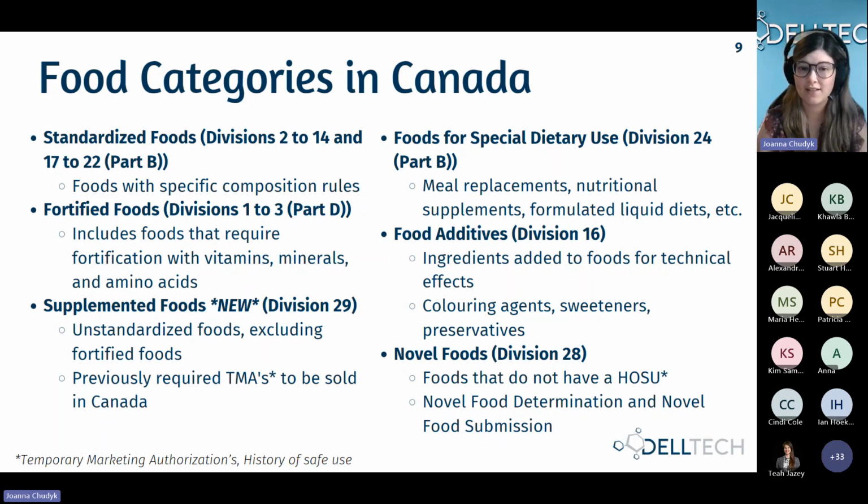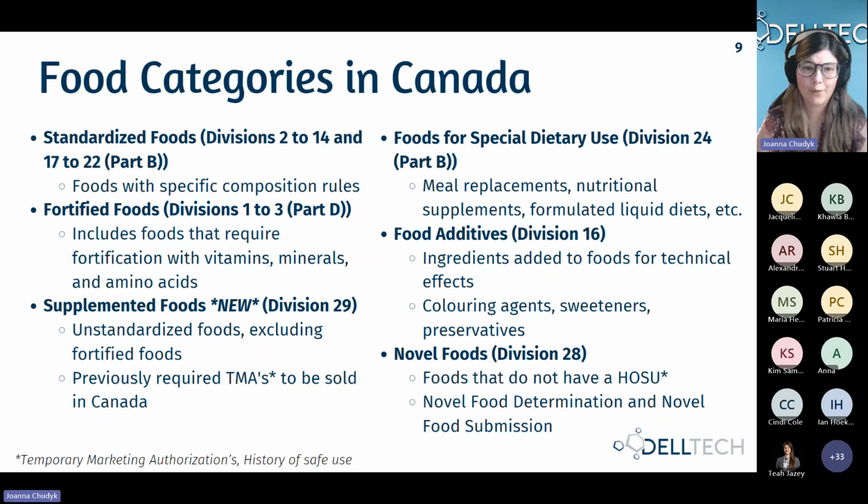We have heard that the Food Directorate is currently updating these regulations because they're very outdated at this point. I think it's been a few decades since they've been updated. So there are changes coming. We just don't know when or what these changes will encompass.